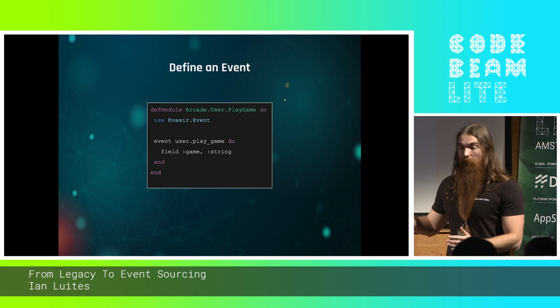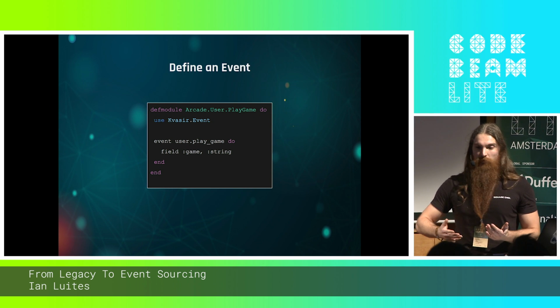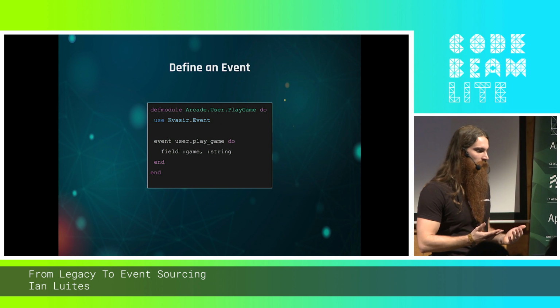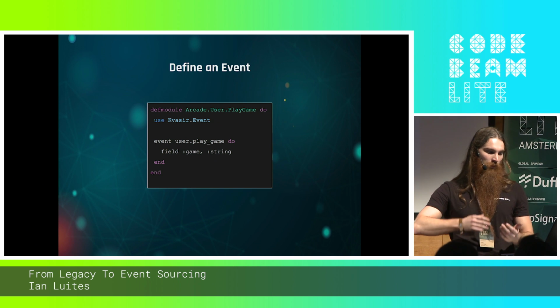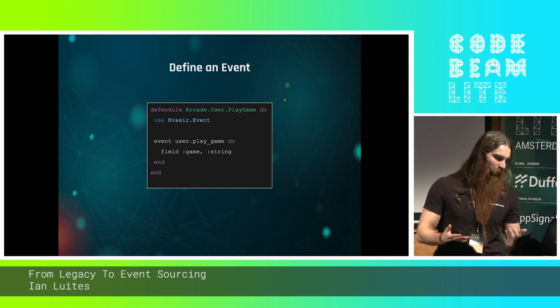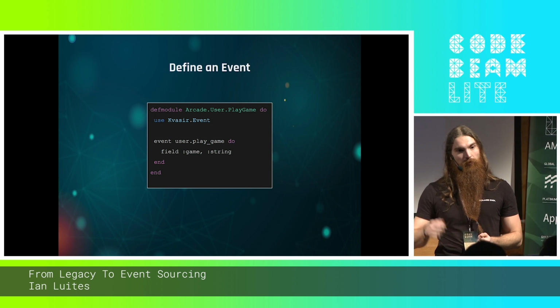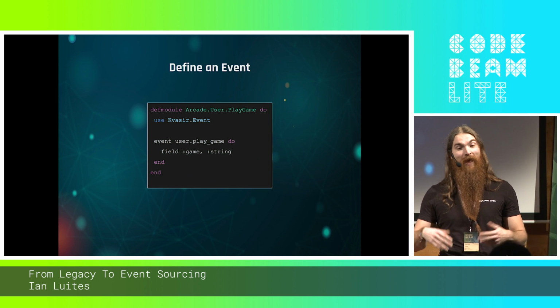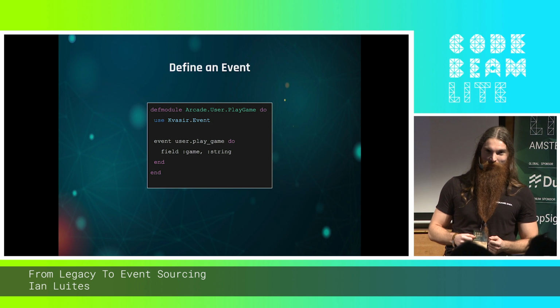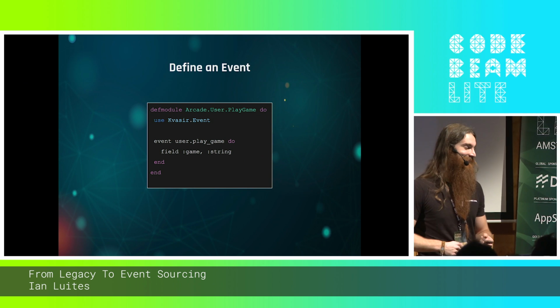Using Quasir, you define an event pretty much like an Ecto schema. So what I'm saying here is we have an event. The event belongs to a user, and the user play game. I made a mistake here, because an event is something that has happened, so I should have called it played game and not play game. I've updated that in the later slides.